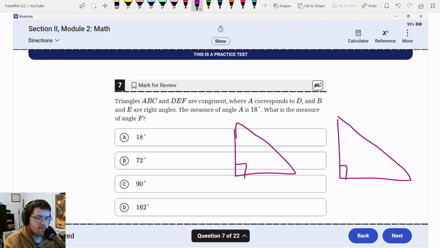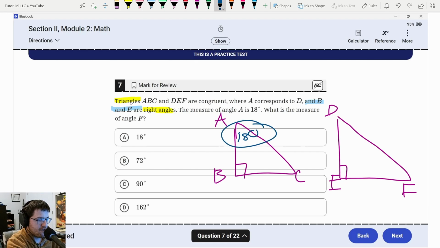Okay, question 7. So I have two right triangles. They tell me that B and E are right angles. So I'm going to label these in the same order, and in such a way that B and E are the right angles. So watch, I'm going to do A. I'm not going to put B over here because that wouldn't be a right angle. I'm going to do A, B, C. And then I'll do the same thing on the other side. D, E, F. Okay, looks good. Two congruent right triangles. And B and E are both right angles. Okay, so they tell me the measure of angle A is 18 degrees. And it's asking me about angle F. Well, A and D correspond.